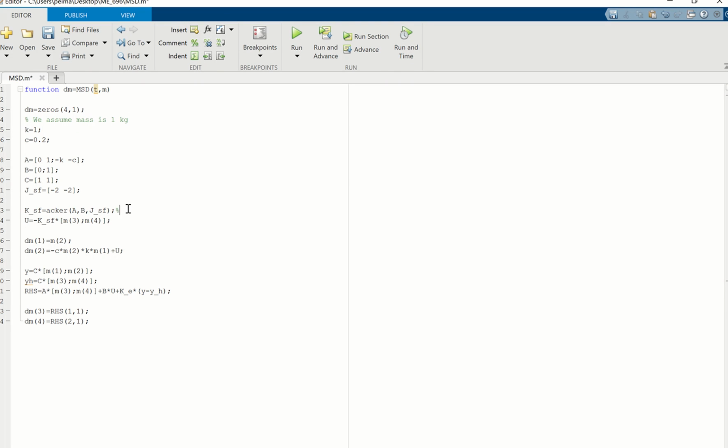This is, I'm writing, gain for state feedback. Now this K of estimation also we have to determine. How? K of estimator, as I taught in the previous class, again we're gonna use Acker, A and C. I'm gonna intentionally write it like this because I want to show the error. That's right. And J of estimator. Okay guys, what is J of estimator? J of estimator, the desirable pole eigenvalues for the estimation.